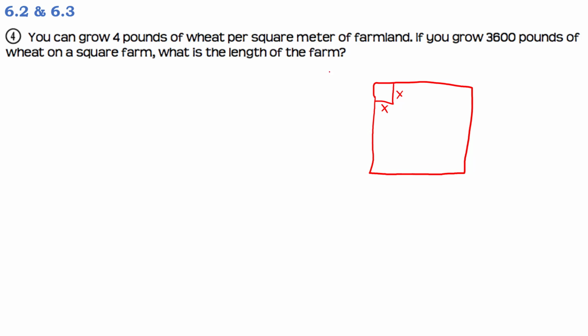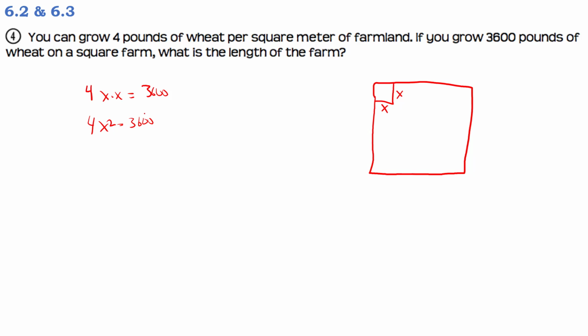But we do know that we can make a formula out of this, because it says if we grow 3,600 pounds of wheat on your farm, what is the length of the farm? So we take 4 pounds for our x times x, to get our square meter, and we want it to equal 3,600 pounds. So that can be written as 4x times x, which is x squared, equals 3,600.